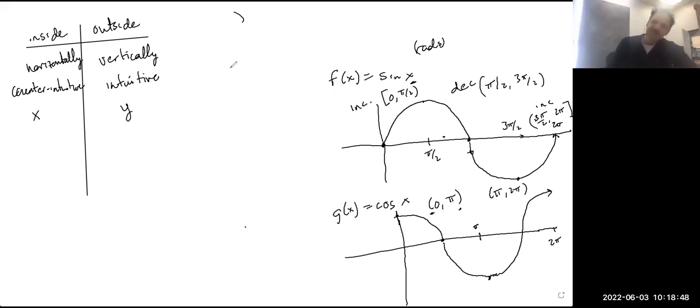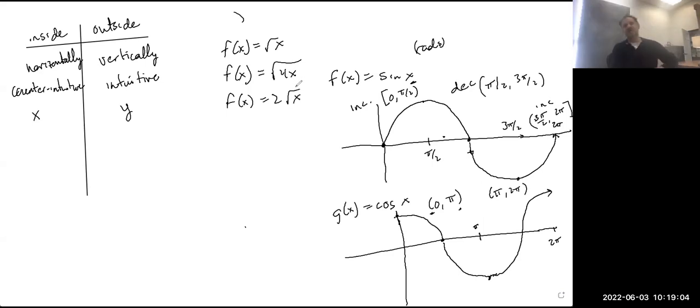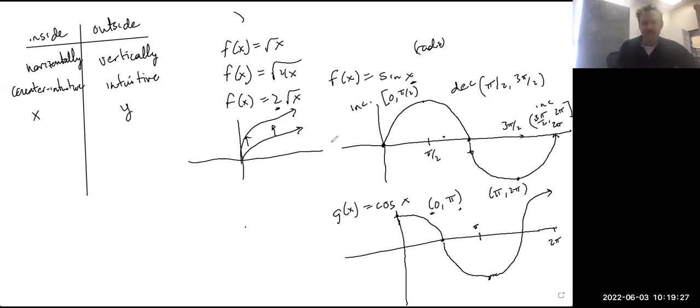So for instance, a classic example of that is f of x equals the square root of x. If I put a 4 inside, that's exactly the same as putting a 2 outside. So I can really think about this in 2 ways. Multiplying, intuitively, should be a stretch. So I can think of it outside as an intuitive stretch. So instead of going like this, I'm pulling it upwards. So it goes like this.